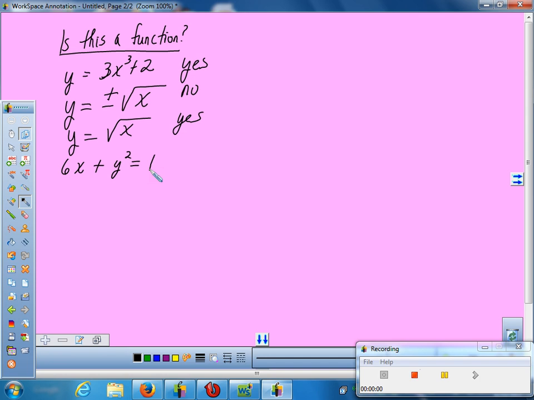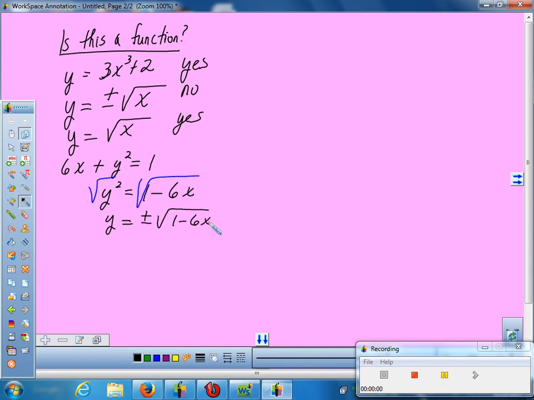All right. Meanwhile, back at the function ranch. What's the deal with this one? It needs to be solved for y equals. You need to have it solved for y equals before you make the decision. So how do I get it to y equals? I get 1 minus 6x, and then I'm going to square root it. And when I square root both sides, what do I put on it? A plus or minus.